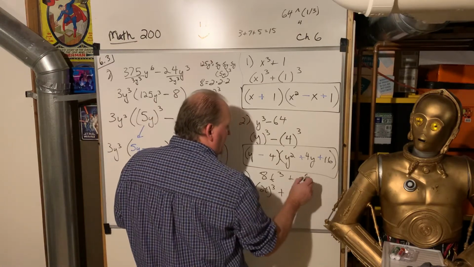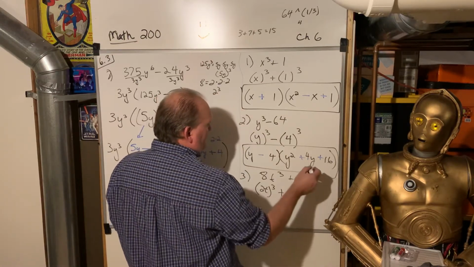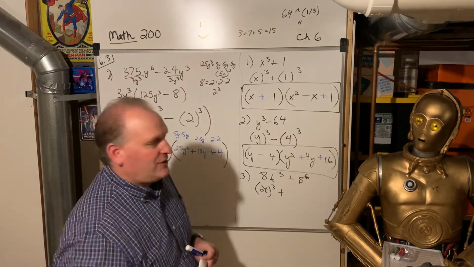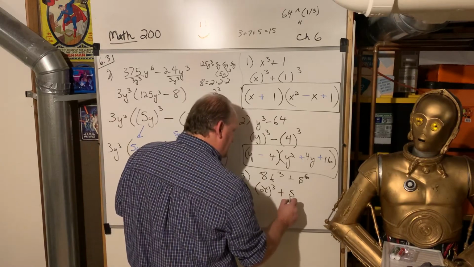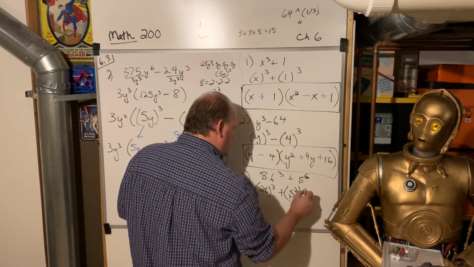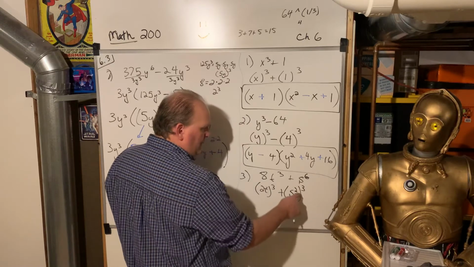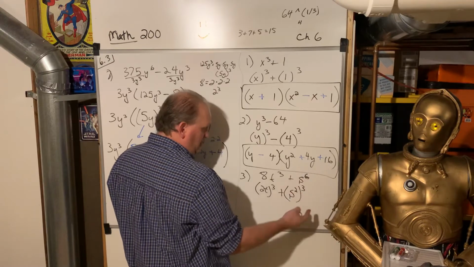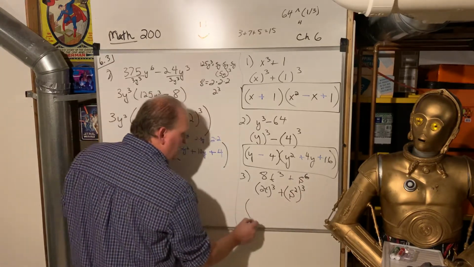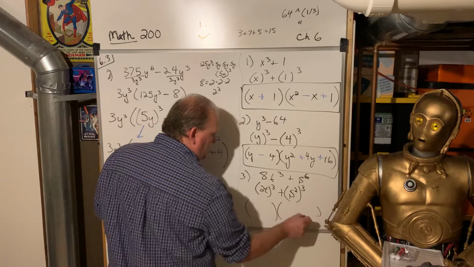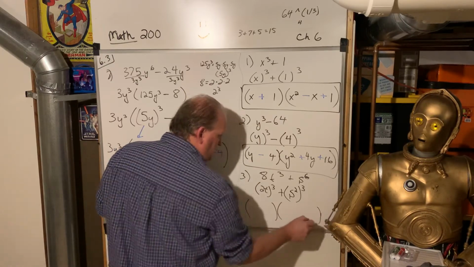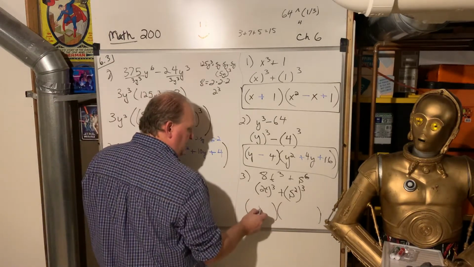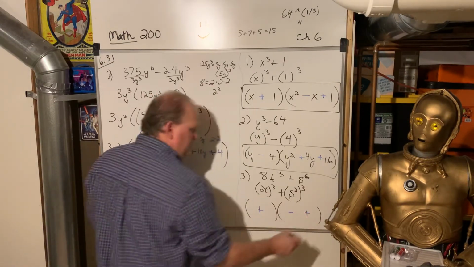Plus, when I take the cube root of s to the 6th, I divide by 3. 6 divided by 3 is s squared to the 3rd power. Because remember, when you have a power raised to a power, you multiply. So 3 times 2 is 6. So there it is. And now, that's the hard part. The easy part is it's a plus. So that means plus, minus, plus.